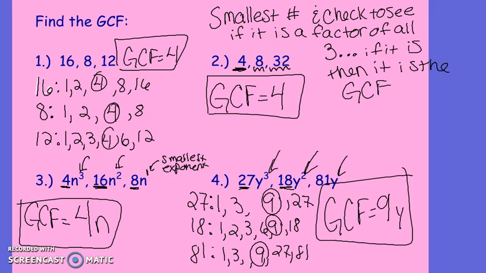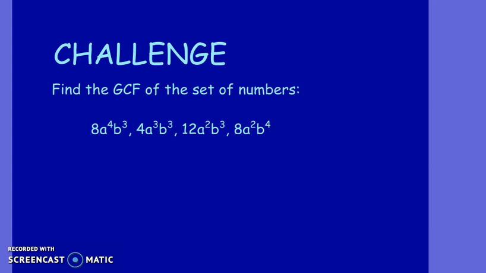Now for a challenging one. This time we have 4, but I think you can handle it. Let's look here. We have 8, 4, 12, and 8. 4 is the smallest number. Does 4 go into 8? Yes. Does 4 go into 12? Yes. Does 4 go into 8? Yes. So 4 is my biggest number.